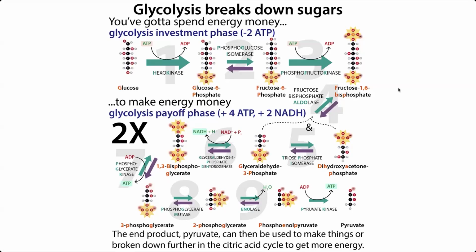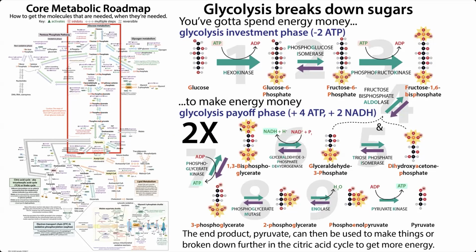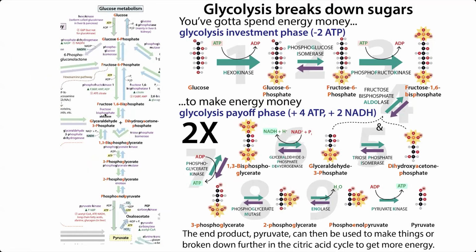Glycolysis is one of the main metabolic pathways. It breaks down glucose, so let's break it down. We'll start with just a quick overview, and then we'll go into the chemical logic of the various steps. So glycolysis, the breaking down of glucose to give you pyruvate.